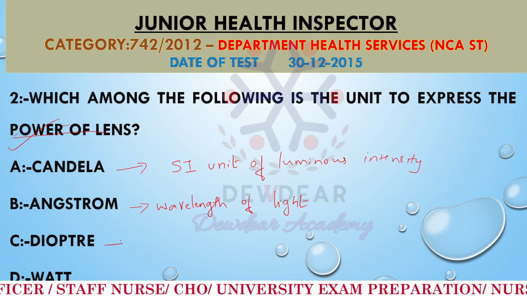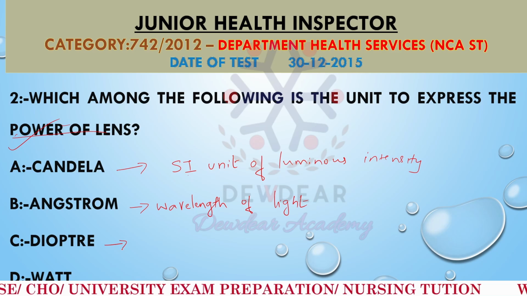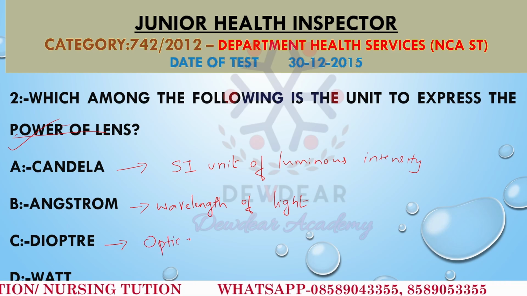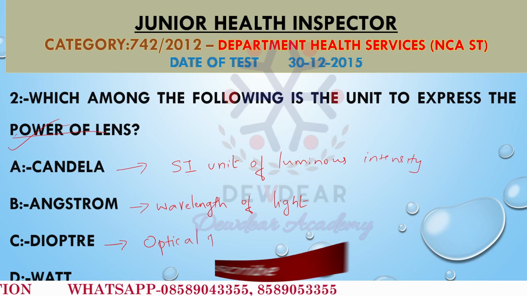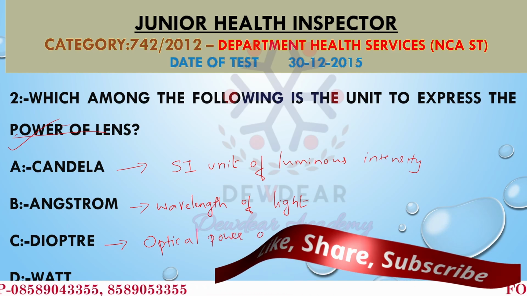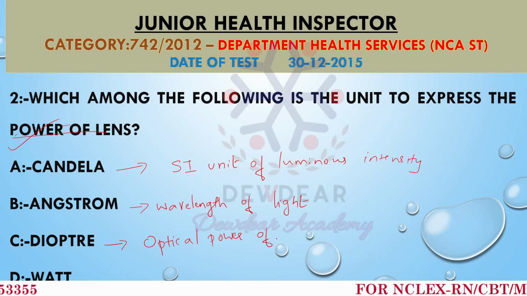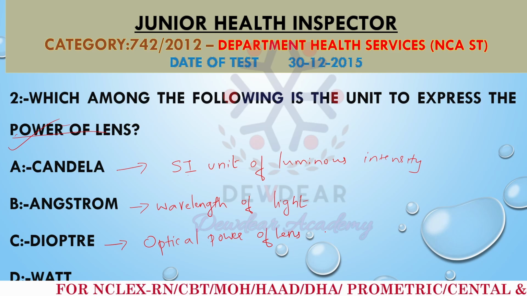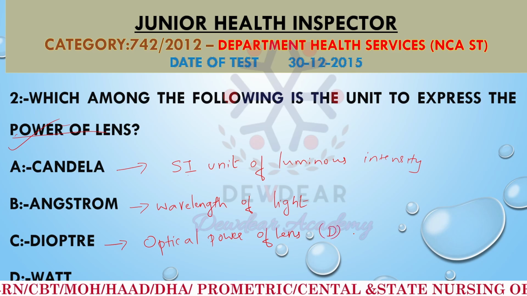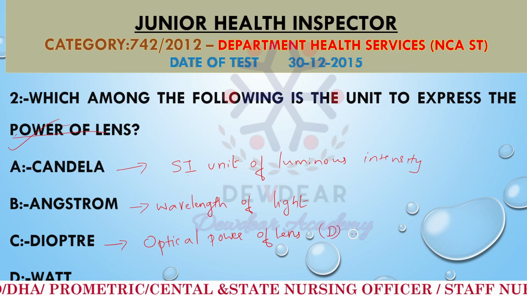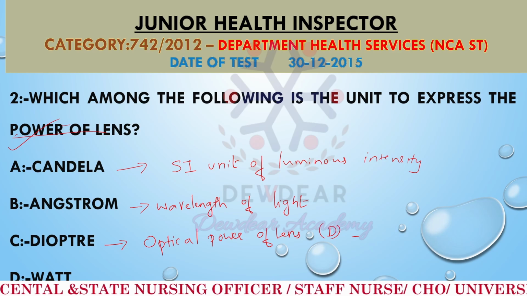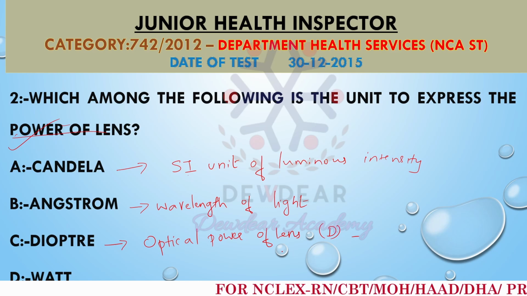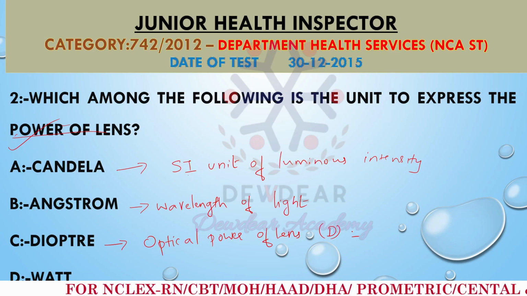The next option C is diopter. Diopter is the unit used to express the optical power of a lens. It is defined as the reciprocal of the focal length of the lens. The short form is D. So the formula is D is equal to 1 by focal length.